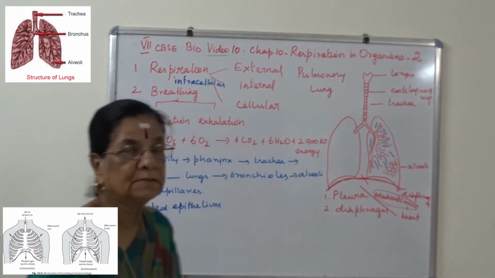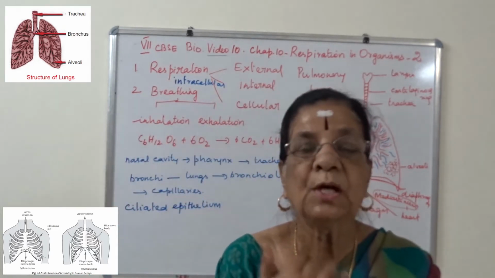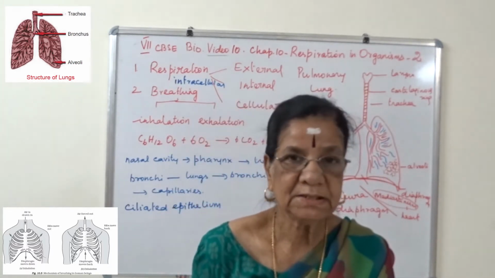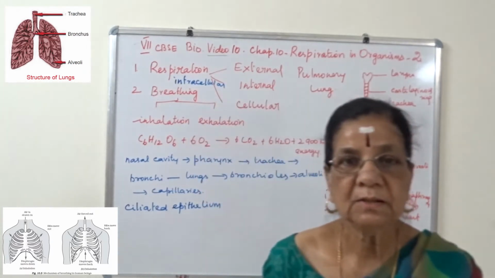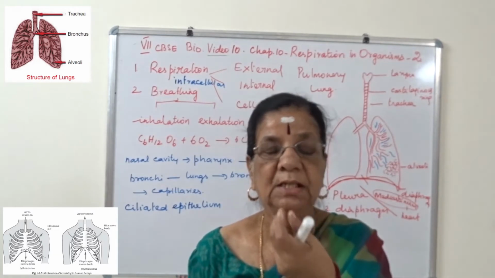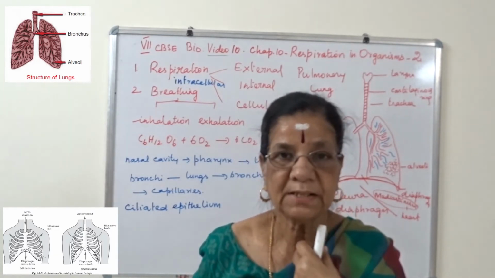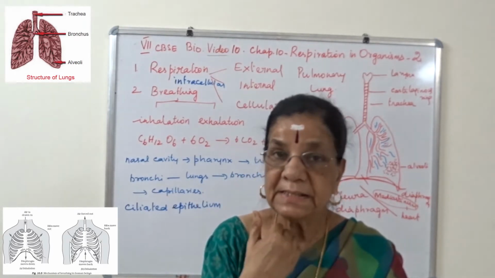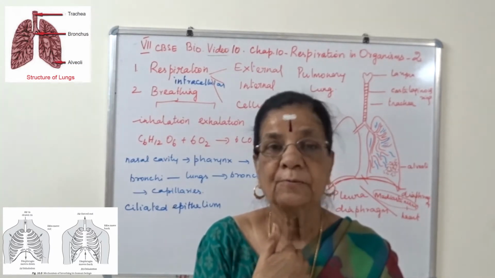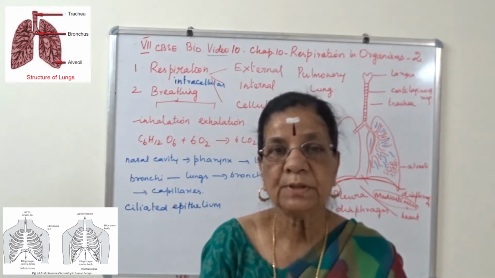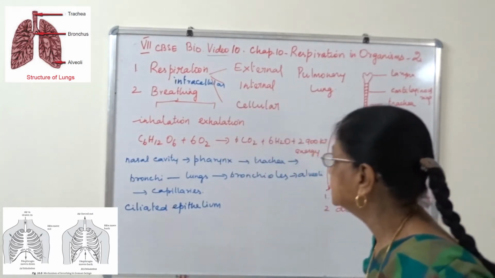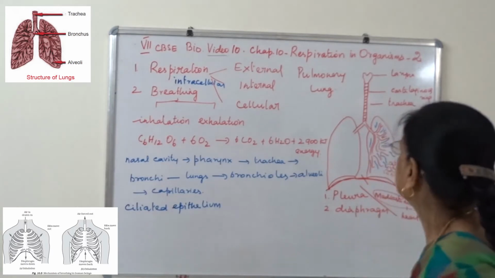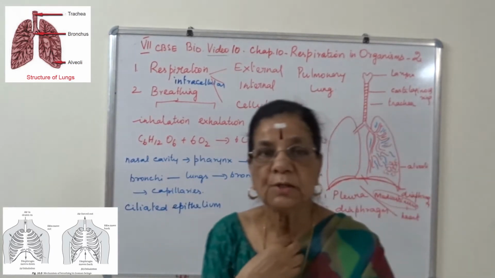And then that nasal cavity enters into the pharynx. Yesterday we studied digestion. The pharynx receives 7 openings: 2 external nostrils, the nasal cavity opening into the pharynx, 2 eardrum openings into the pharynx, the larynx opening into the pharynx, and the buccal cavity opening into the pharynx. So this nasal cavity is opening into the pharynx, right? And then it continues as the larynx or voice box.